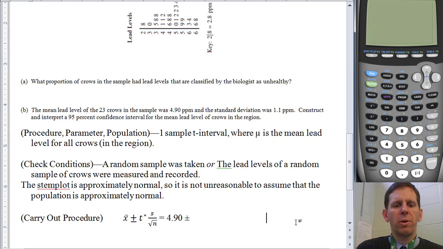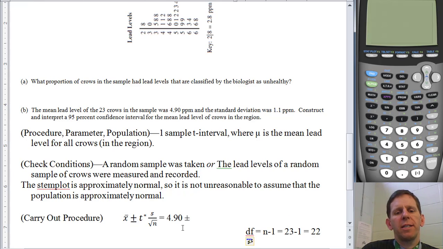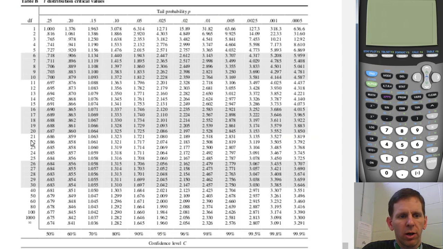To find t star, we need to know our degrees of freedom. Our degrees of freedom in this problem is our sample size, which is 23 crows, minus 1. So if we do n minus 1, or 23 minus 1, we get 22. So to find t star, we're going to use 22 degrees of freedom, 95% confidence, and refer to table B. So if we go across the 22 row, 95% confidence, we find our t star, which is 2.074.